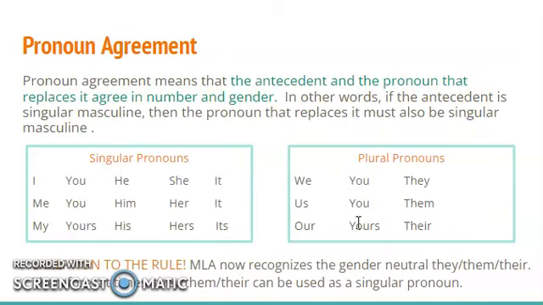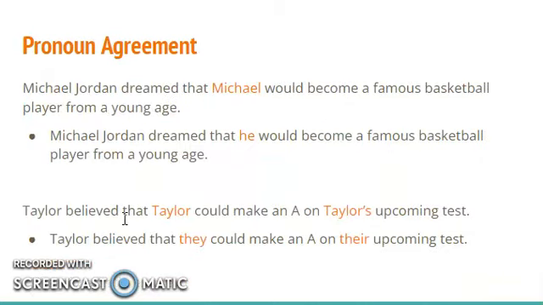If we look back at this chart right here, they, them, or their, we can now use it as a singular pronoun because we now recognize the gender neutral as being singular as well. And so we can say, Taylor believed that they could make an A on their upcoming test. So that is now allowed. If we do not want to pair a gendered pronoun, we can use the traditionally plural as a singular.